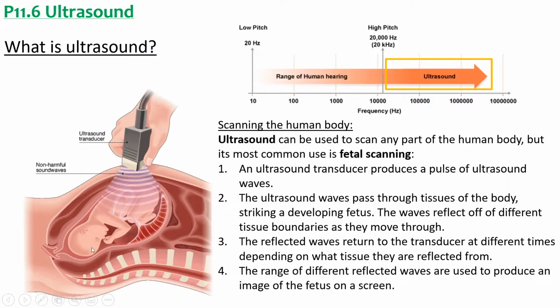So striking a developing fetus, the baby, the waves reflect off different tissue boundaries as they move through. Because it's sound, it can reflect off different boundaries. The reflected wave returns to the transducer at different times depending on what tissue it's reflecting from. Obviously we have different skin tissue and different parts of the body. That's why you can see an image of the baby, the heart or the kidney, not just used for babies. The range of different reflected waves, like the gallbladder, which my family had done, is used to produce an image of the fetus on a screen.